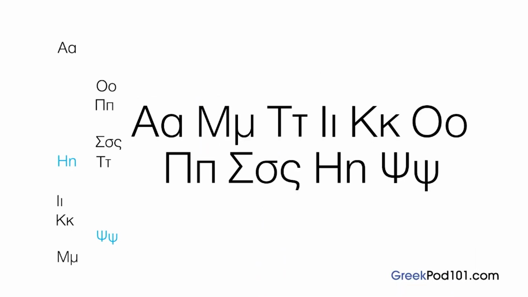Let's do a brief recap of everything we learned so far. We have alpha, mi, taf, iota, kappa, omicron, pi, sigma, eta, and psi. Okay? Now it's time for Stefania's insights. You might have noticed that this lesson's eta sounds exactly like the iota we learned in lesson 2. Why is that? Well, it has to do with the complicated history of eta.